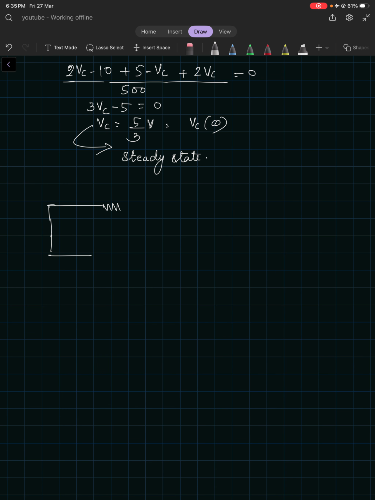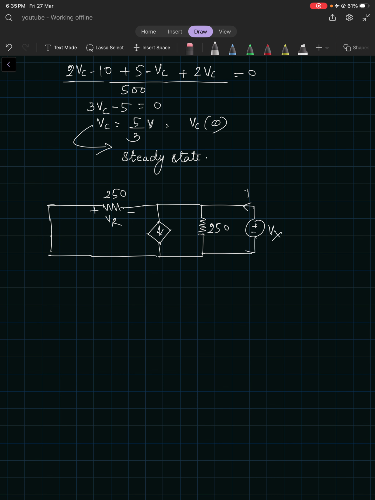Okay, so let me give you what I want to say. We will not remove this. This was the independent source, right? Plus minus. This was VR. This is 250 ohm. And again this is 250 ohm. Let's apply this voltage Vx and Ix.